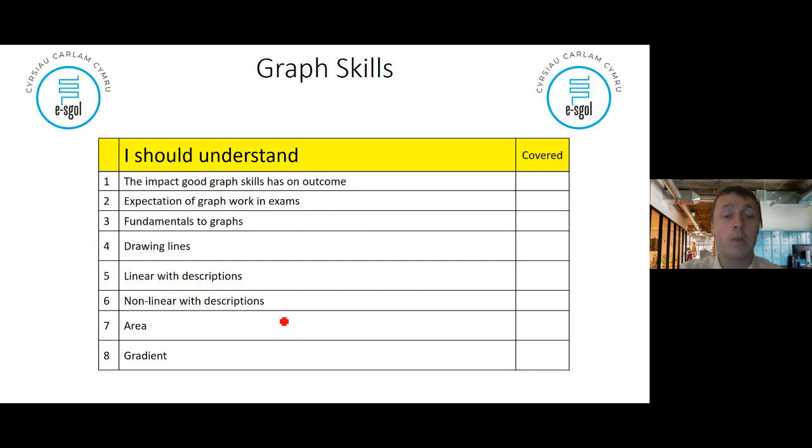And then finally get into some of the more complicated stuff that pops up in higher tier and sometimes foundation, which is calculating area under the graph or even the gradient. After doing all that, we will then look at some past paper questions just to show you that graph skills play an integral part of the exam, and even understanding that content is not just the key to getting full successful marks in your exam.